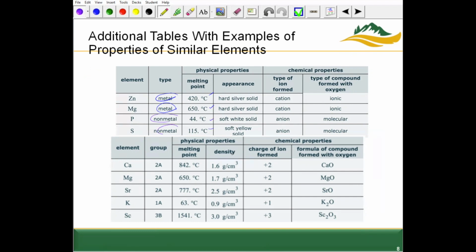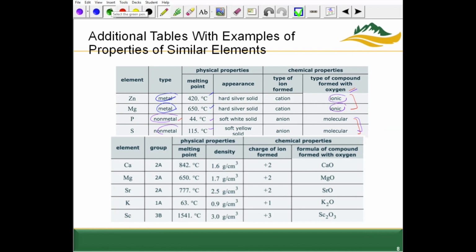Something we're going to talk about later on in chapter 2 is this idea that these metals will form ionic compounds with oxygen. We'll come back to ionic versus molecular compounds. To start to get you familiar with this, a metal with a nonmetal like oxygen will form ionic compounds, whereas two nonmetals will form molecular compounds. This will be really important when we start to do naming of compounds later in chapter 2.